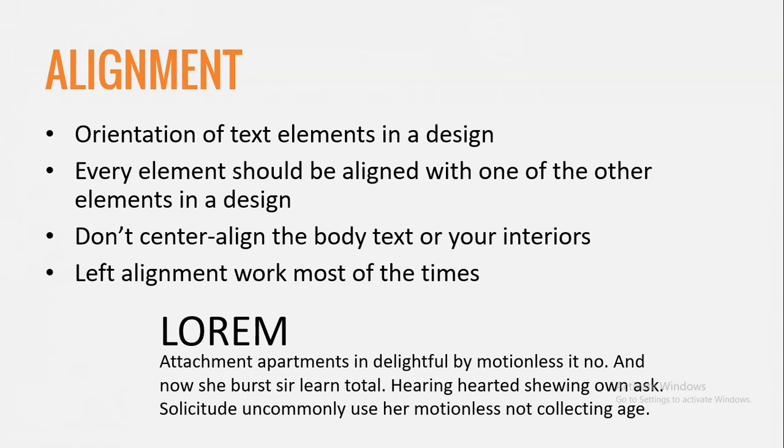So the next one is alignment. Alignment is very important. It is the orientation of text with respect to other elements of the design. Every element should be aligned with one of the other elements. So you can see here the title is aligned with the body text, or the other way around, the body text is aligned with the title, and this makes it appealing.